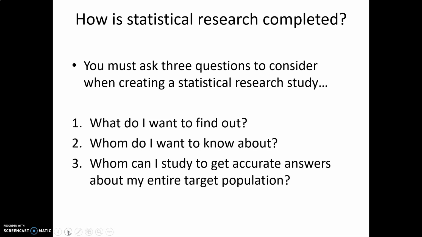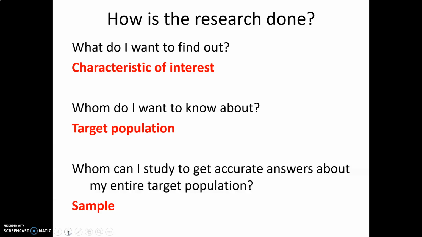First, you have to ask yourself three important questions when you're beginning a statistical research study. What are you wanting to find out? Who do you want to know about? And who can you study to get accurate answers about the population that you're interested in? The first thing you would ask is, what do I want to find out? This is called the characteristic of interest. Who do I want to know about? This would be your target population, the population of people that you will be surveying or polling. And who are you going to study to get accurate answers about this population? That would be considered your sample size.